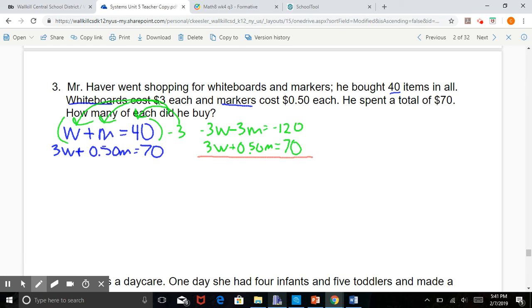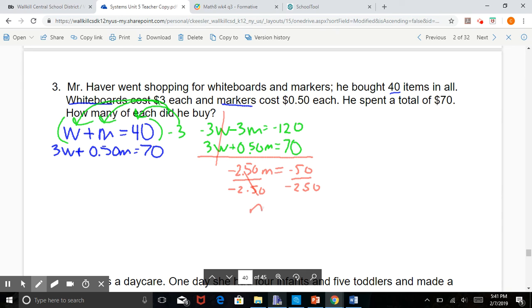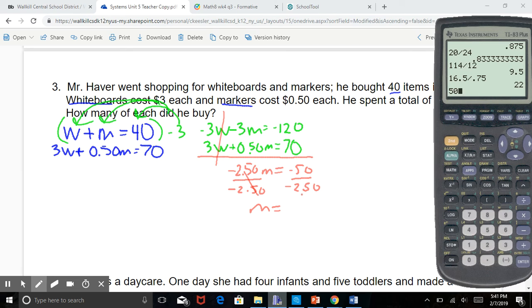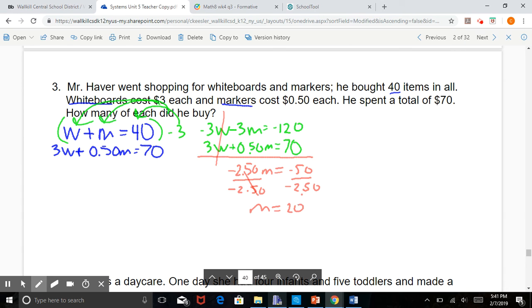So the negative 3W and positive 3W cancel out. And then negative 3M plus 50 cents M is going to be negative 2.50 M equals negative 120 plus 70, which is going to be negative 50. Divide by negative 2.50, divide by negative 2.50, and M equals 20 markers.